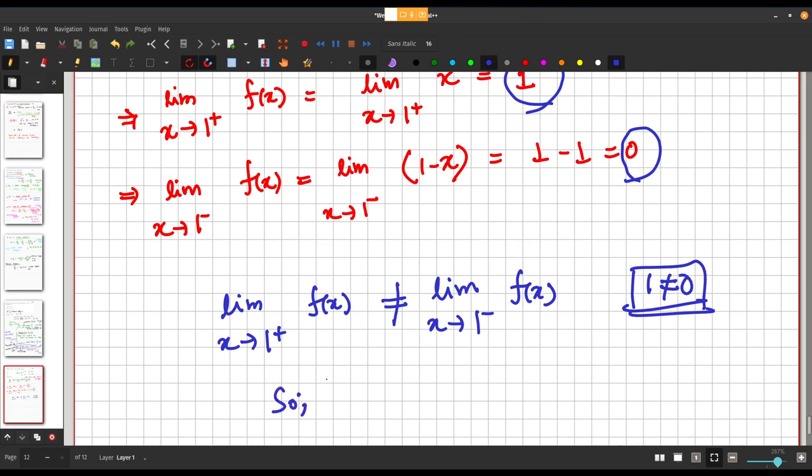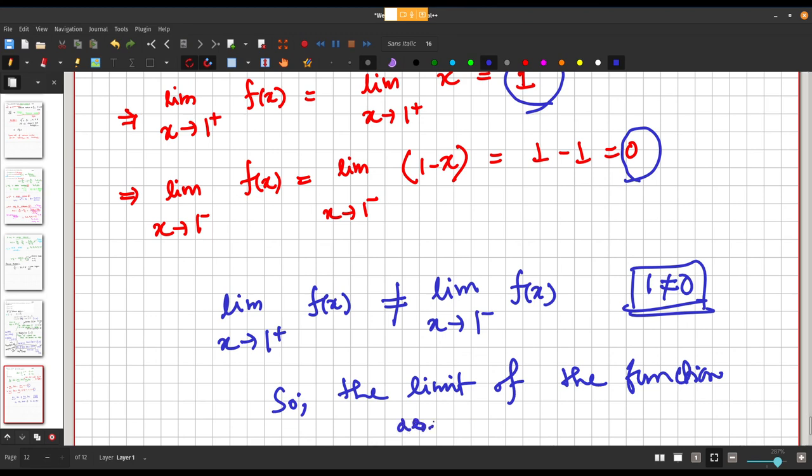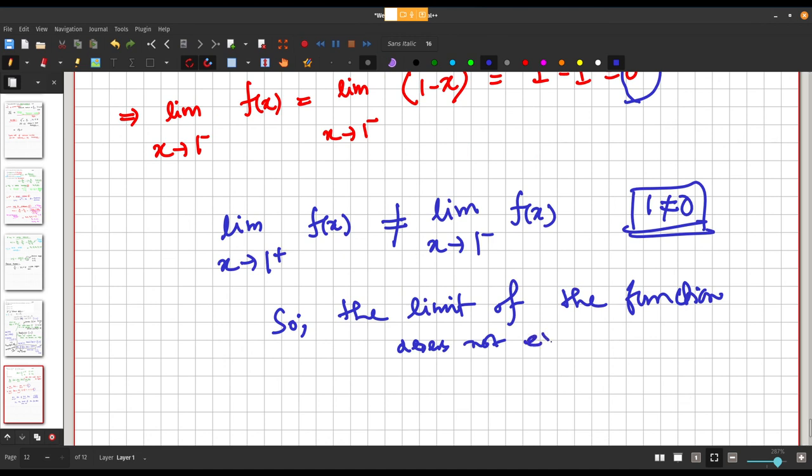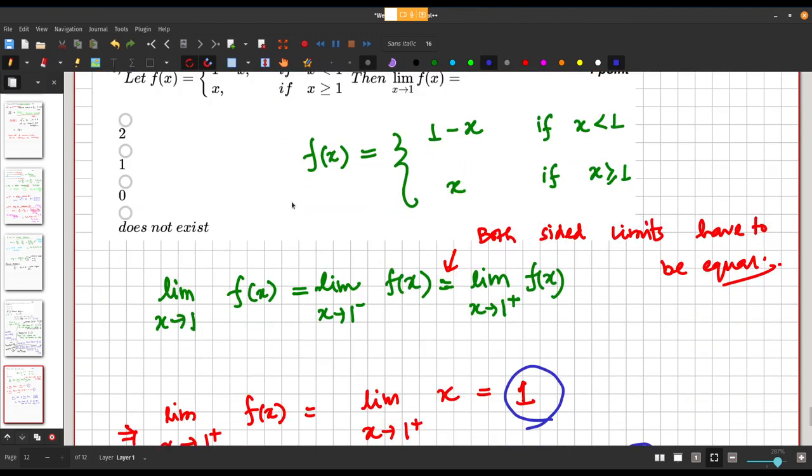So we can say that the limit of the function does not exist when x tends to 1. Okay, so let us see the given options. The correct option will be that the limit does not exist.